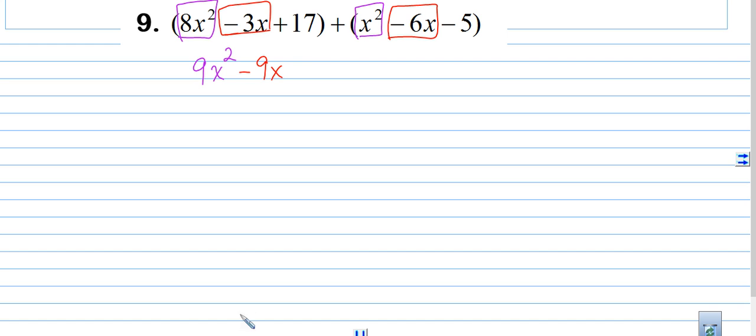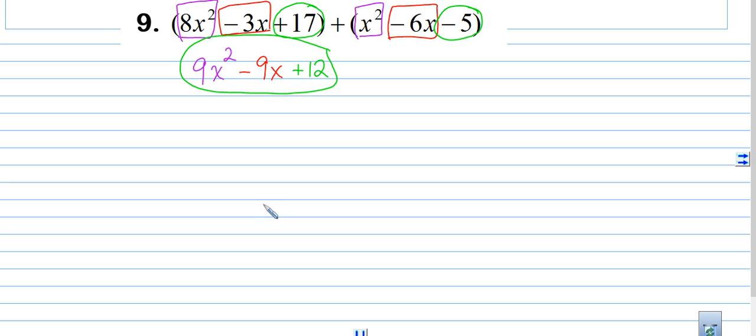And then lastly, we have our numbers here. We have 17 plus negative 5. A plus a minus is really a minus. So you have 17 minus 5, which is positive 12. Okay? Since we have no more like terms, we are done. And that's your final answer for question number 9.